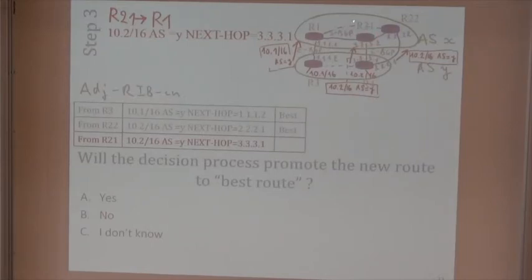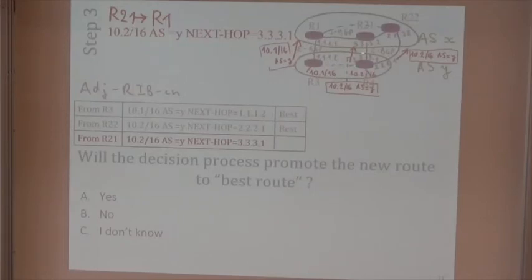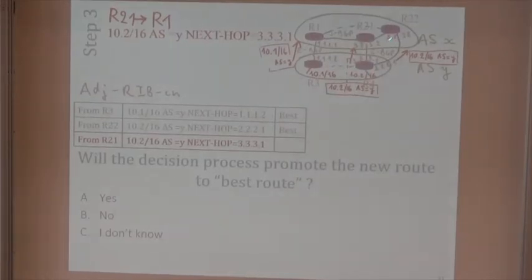Now, sooner or later, the same will happen with R21. R21 has received it, which is a neighbor of R4 as well. So R4 has two external BGP neighbors. R21 will receive the same route with a different next hop, which corresponds to this link here, 3331. Right? Now, what will R1 do when it receives this route? Will it keep it or will it prefer the old one?